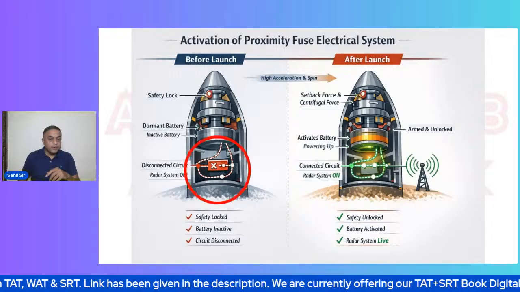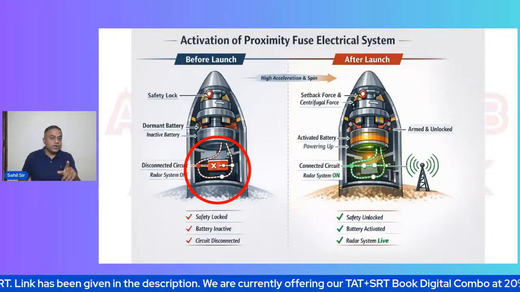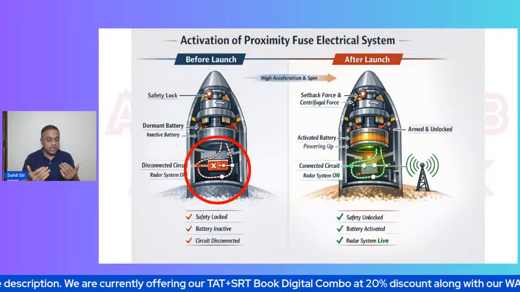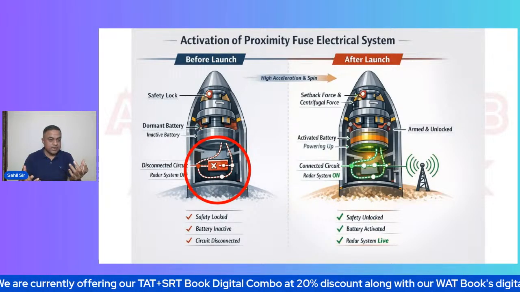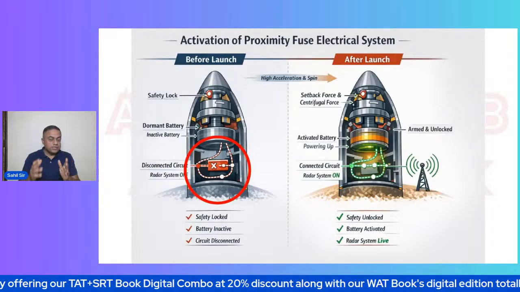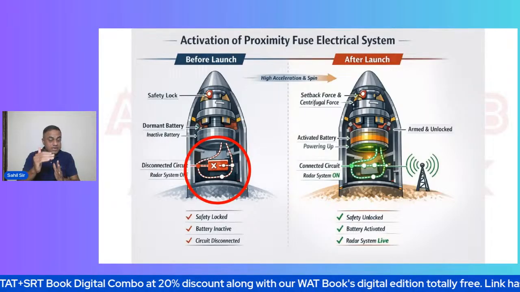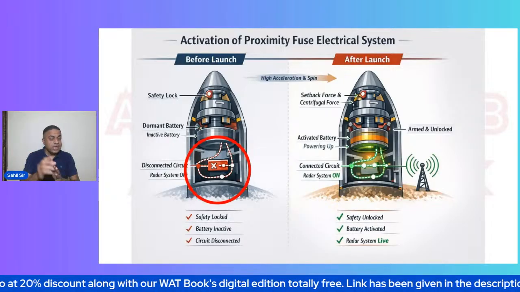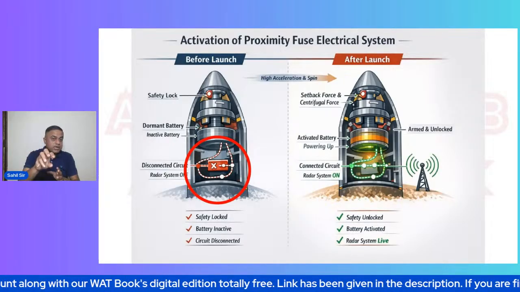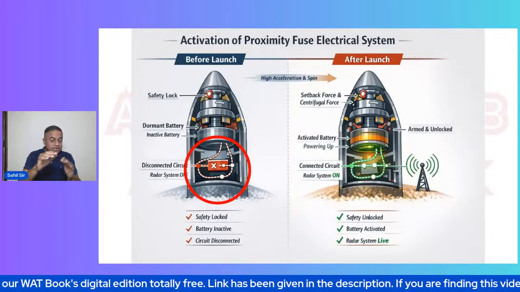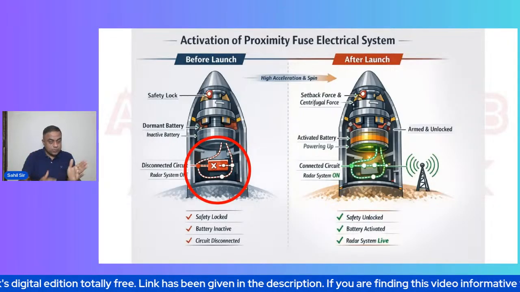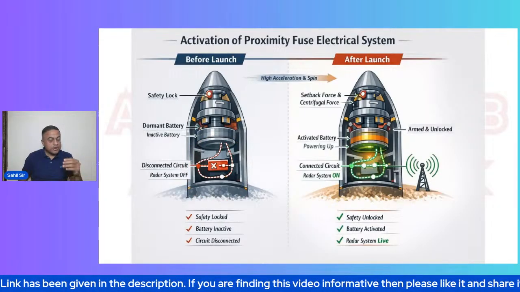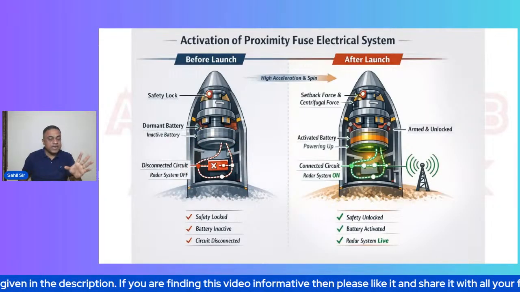Now here you will be able to see in the circle I have pointed out that the electric system during safety mode is not working. It's a disconnected circuit. When the shell gets fired, just like how in the impact fuse the disc, which is standing as a barrier between the striking pin and the detonator, gets removed, the same way the object which is ensuring that the circuit doesn't become live gets removed automatically, and then this circuit becomes activated, and that's how the radar turns on and starts emitting signal.